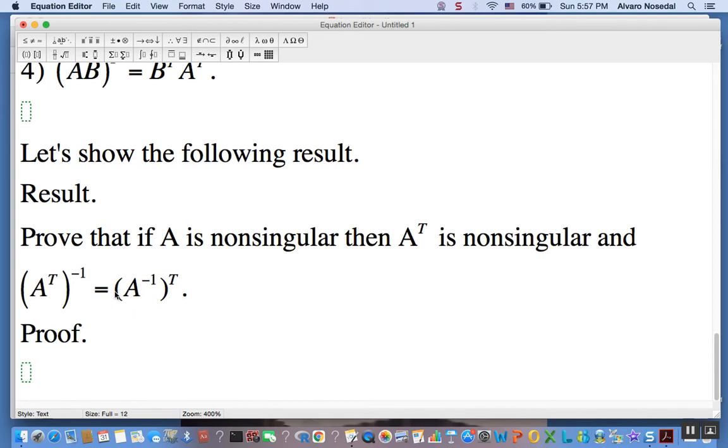So let's just give it a shot. Let's see if this guy works. Let's find that product. Let's see what we end up with when we do this times A transpose. If by any chance we end up with the identity, then that means that this guy here, let's call it matrix B, happens to be the inverse of A transpose. Okay?